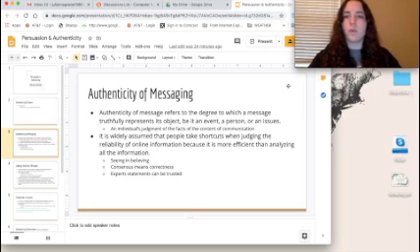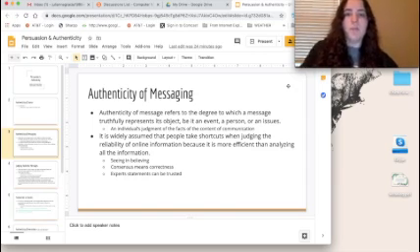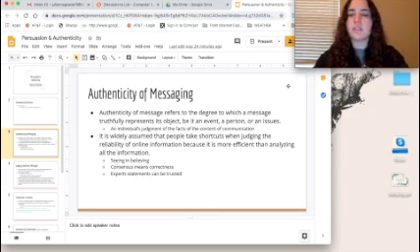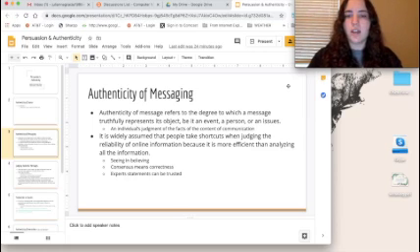So, just to start, authenticity of message refers to the degree to which a message truthfully represents its objects, be it an event, a person, or issues, an individual's judgment of the facts of the content of communication. It is widely assumed that people take shortcuts when judging the reliability of online information because it's much more efficient than analyzing all of the information.